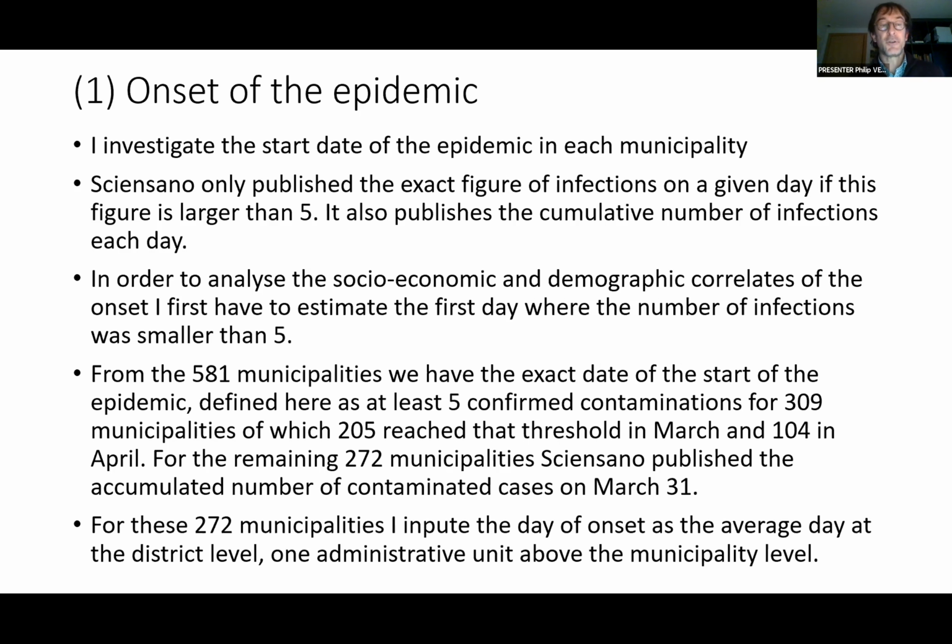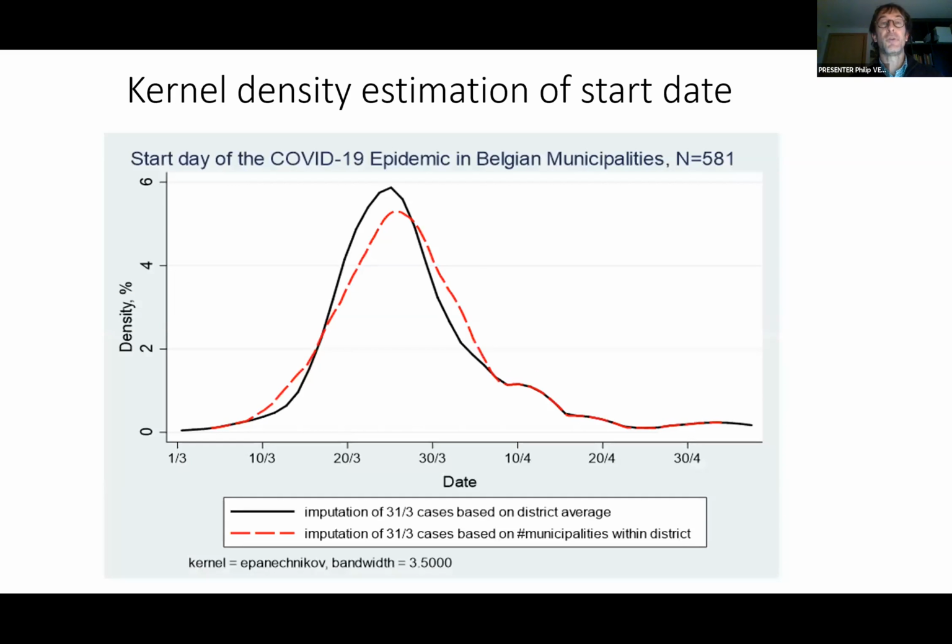And so for these 272, I will have to impute the day of onset as the average day at the district level, which is one unit higher than the municipality level. When I do this, I get this graph for the kernel density estimate for the start day of the epidemic. The black line is based on the imputation of the average at the district level for unknown municipalities. And the red line is another method, which gives about the same result.